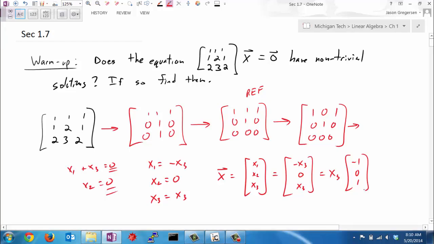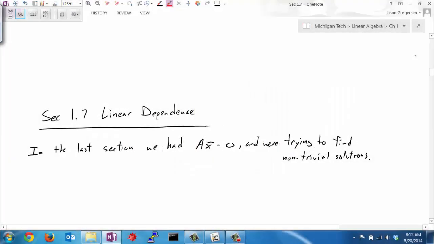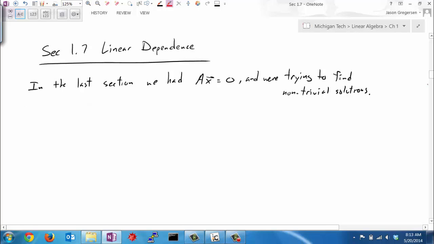All right, any questions about that solution? Once again, it's a lot of discussion that goes with that solution process. That's the important stuff. All right, any questions? All right, so if there's no questions, we'll move on to section 1.7, linear dependence.